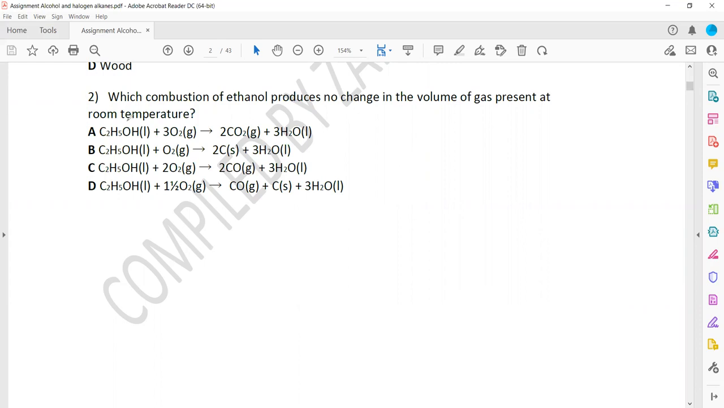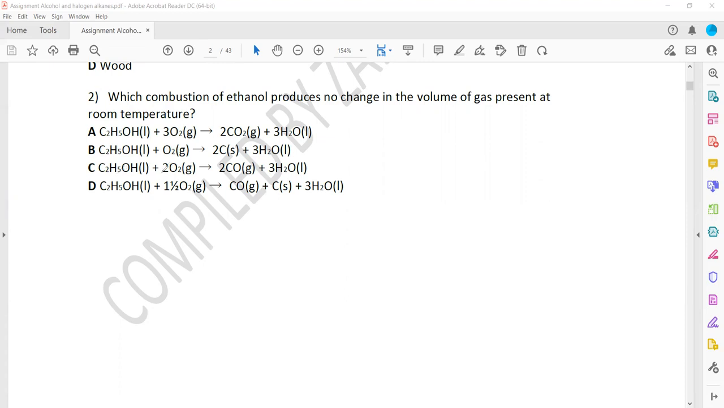So when we check the first option A, how many moles of gas on the reactant side? 3. How many moles of a gas on the product side? 2. So if the number of moles of a gas changes, it means the volume will also change. When we check option B, 1 mole of a gas on the reactant side and there is no gas in the product, so 0 moles of a gas in the product. Because 1 becomes 0, it is also a change in the moles. So that's why there will be a change in volume, because if moles of a gas change, the volume occupied by the gas will also change.